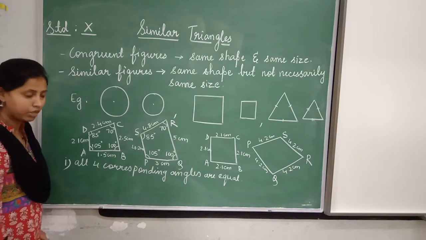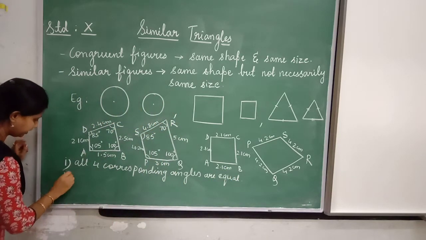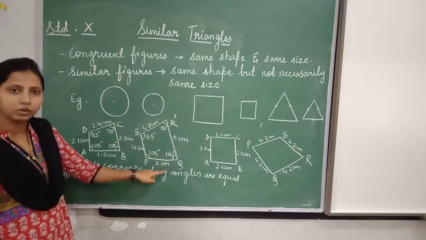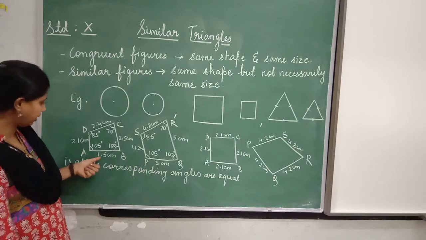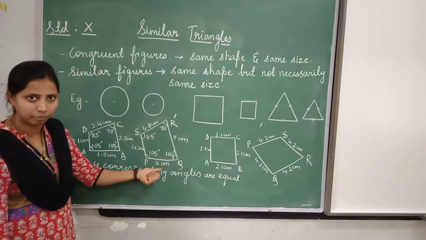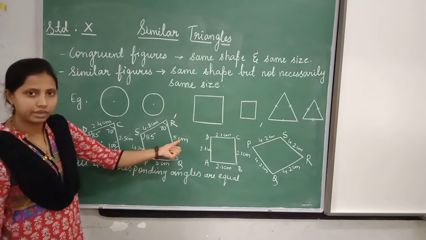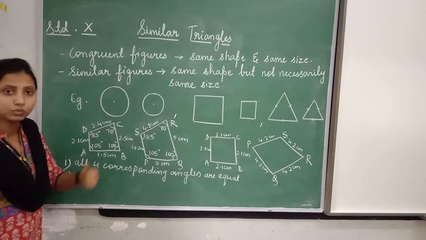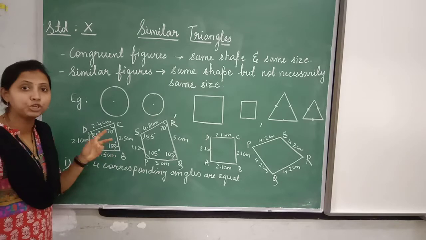Regarding the angle. Now see the side. The second point what you have to see here is the sides. Are the sides equal? No. The sides are not equal. 1.5 here is 3. 2.5 here is 5. 2.4 here is 4.8. 2.1 here is 4.2. But see the ratio of the sides, children.